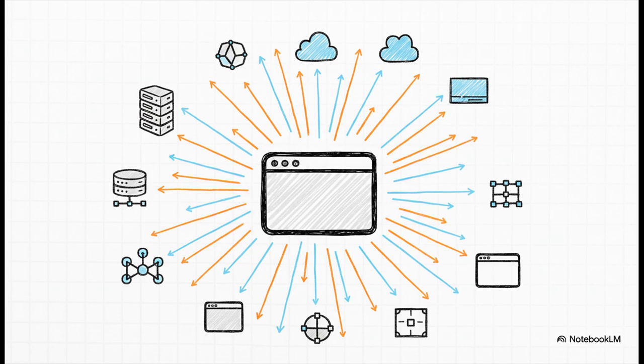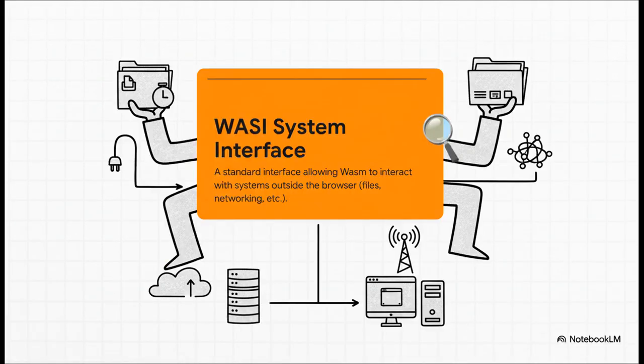What if you could take that same portable, high-performance engine and run it completely outside the browser? That's where the real revolution is happening right now, on the server. And this is all possible because of something called WASI, the WebAssembly System Interface. The easiest way to think about it is like this. Inside a browser, WebAssembly is locked up tight in a secure sandbox. WASI provides a standard set of keys, which lets that code safely talk to things outside the sandbox, like your file system, the system clock, and network connections.